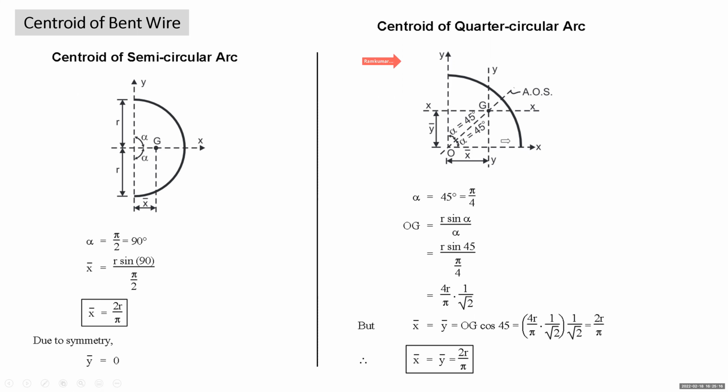This quarter circular arc will be subtending an angle of 90 degrees at the center. Along the axis of symmetry, the centroidal distance will be measured. So the OG distance is going to be r sin alpha upon alpha. Alpha is the half angle of this quarter circular arc, that is 45 degrees or pi by 4.